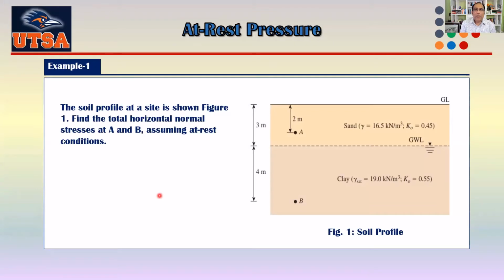So this is problem number one, a very simple one. You can see this one is for at rest pressure, meaning when the wall is not moving at all, kind of standing upright in that situation. It asks: the soil profile at a site is shown in figure number one. Find the total horizontal normal stress at A and B, assuming at rest condition.